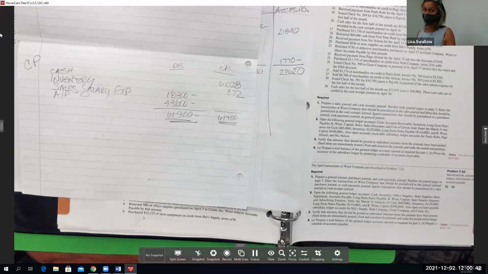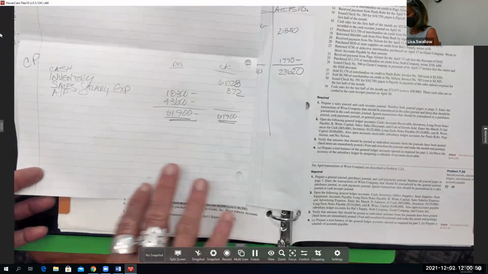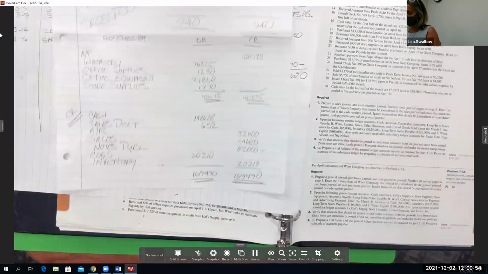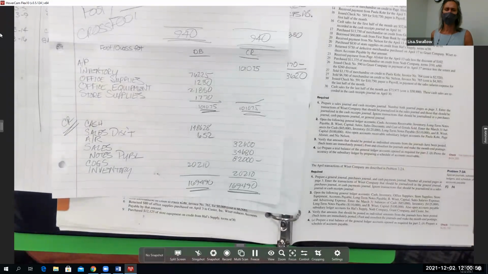Cash receipts, I actually found an error. I got all the way to the end and my footing and cross footing didn't balance because I had misadded my sales discount column. So here are the numbers for cash receipts, excuse me. Okay, so you understand the process. Even if you're not there, let's keep moving.